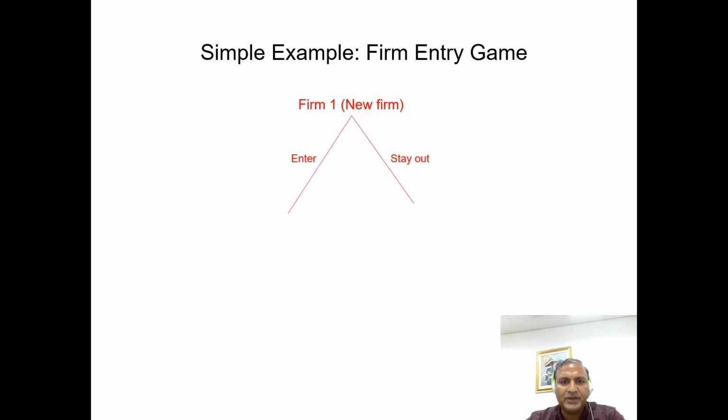If this firm decides to enter into the industry, then firm number two, which is the monopolist, can decide to accept this firm, and in that case the payoff to this new firm will be equal to 3, and the payoff to firm number 2 will be equal to 1. Firm number 2 can also decide to do a price war, in which case the payoff to firm number 1 will be equal to 0, and the payoff to firm number 2 is also equal to 0, because price war is not good for both of them.